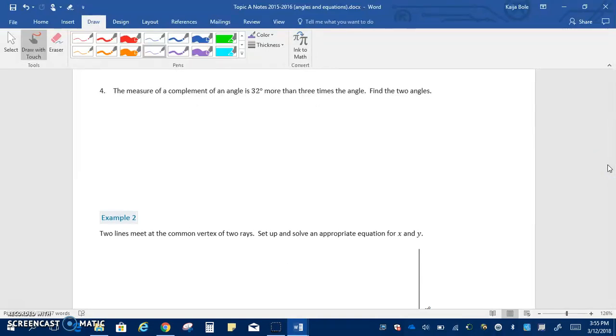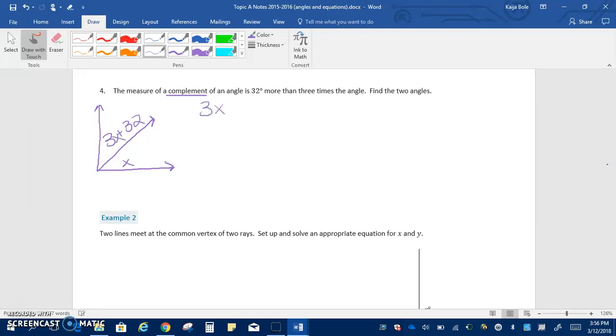Number 4 says the measure of a complement of an angle is 32 degrees more than 3 times the angle. Find the two angles. So complement means they add up to 90, so I'm going to have a right angle here, and then two angles in the middle of it, and one is just going to be x. So now the other one is 32 degrees more, so I'm going to add 32, then 3 times the angle, so it would be 3x.